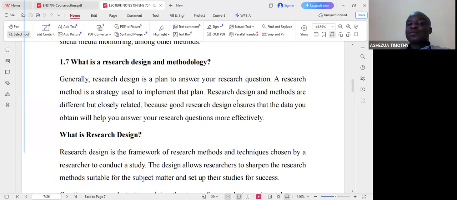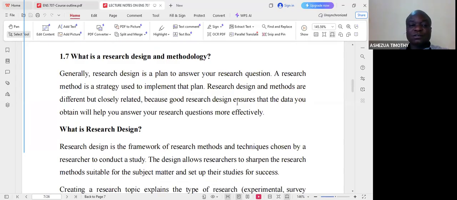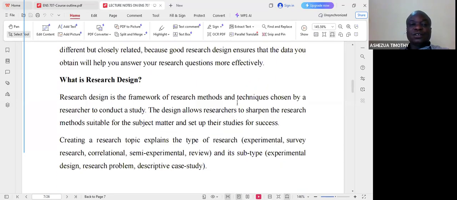Research design is the framework of research methods and techniques chosen by a researcher to conduct research. The design allows researchers to sharpen the research methods for the subject matter and set up their processes. So, creating a research topic explains the type of research and its subtype.